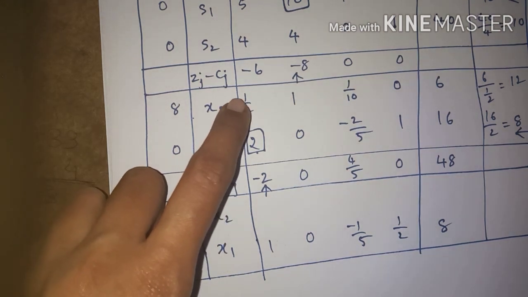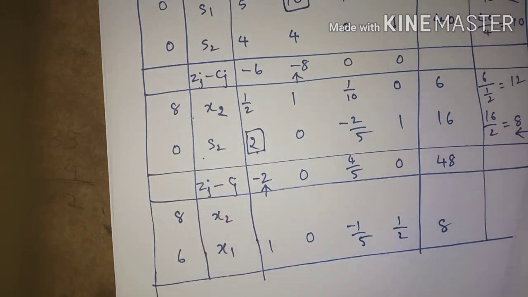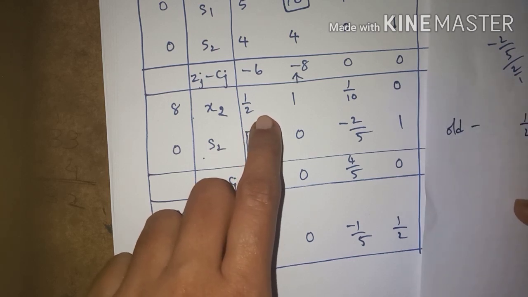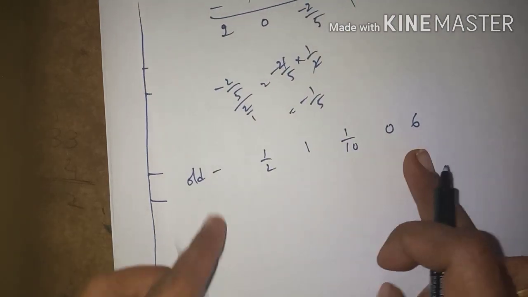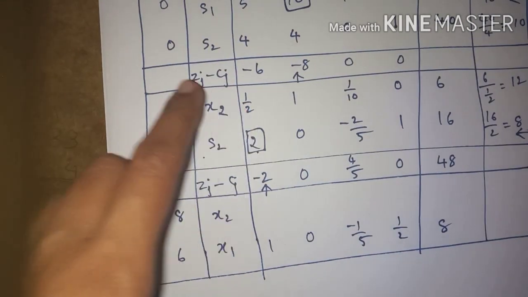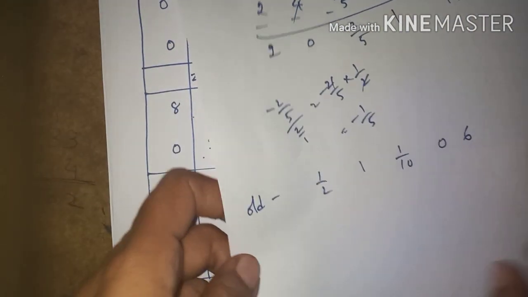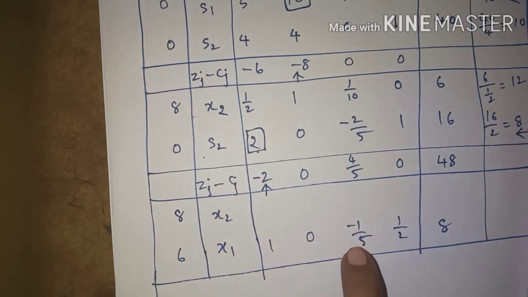And then what we have to do? We have to convert this element into 0. Whatever element we are going to convert into 0, that is called the old row. That row first I will write: 1 by 2, 1, 1 by 10, 0, 6. This is the old row. After converting the pivot element into 1, whatever row you have got, that one is the new row. That new row I will write: 1, 0, minus 1 by 5, 1 by 2, 8.